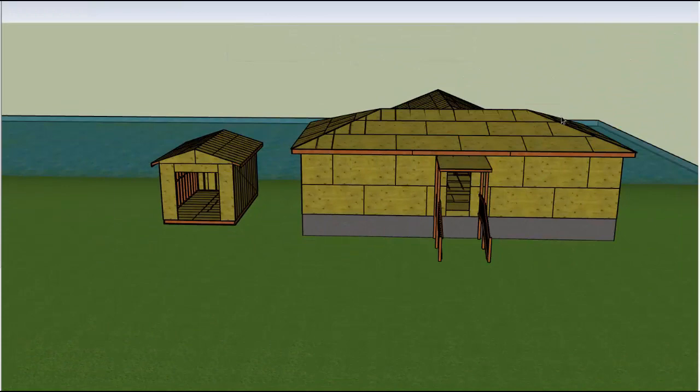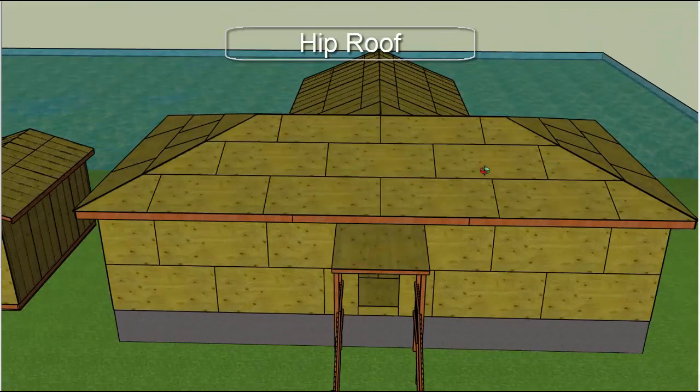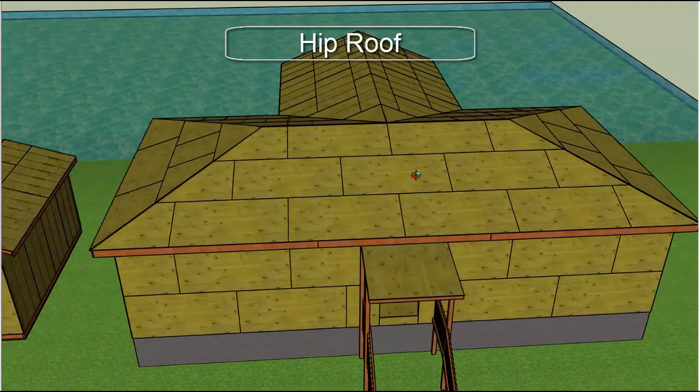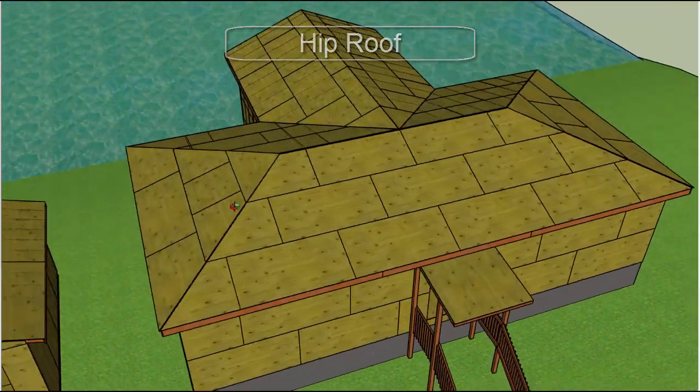Next is the hip roof. A hip roof has four sides that all slope away from a central ridge beam. It's the strongest type of roof because each side slopes away, so that whenever the wind hits it, it's hitting a sloped side instead of a flat side like you would in a gable roof.